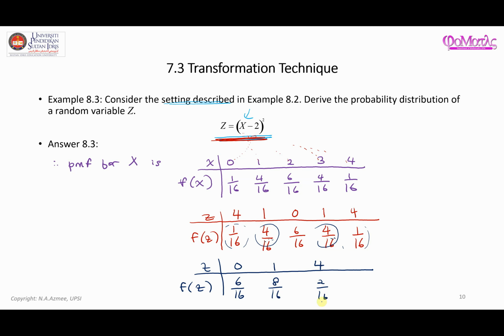As always, make sure when you add up these probabilities here, you should be able to get that equal to 1. Okay, so this is the final result for this one. So this is the probability distribution for z, a new random variable that depends on x.